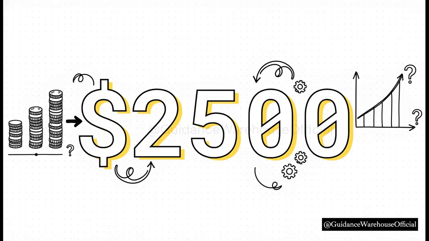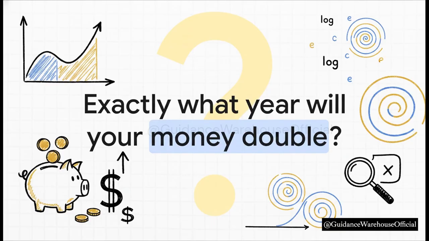But wait, what if we need to work backward? What if you don't care about the final balance, but instead you desperately want to know the exact moment in time when you hit a specific financial goal? In other words, you know the effect, your dream bank balance, but you need to find the cause, the time it takes to actually get there. So, exactly what year will your initial investment double to $5,000?